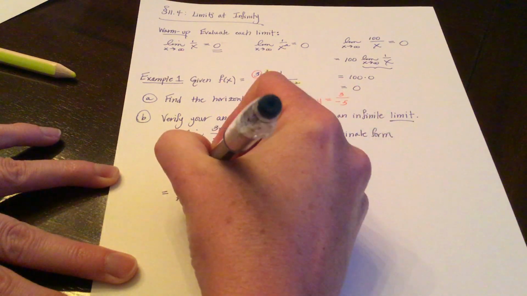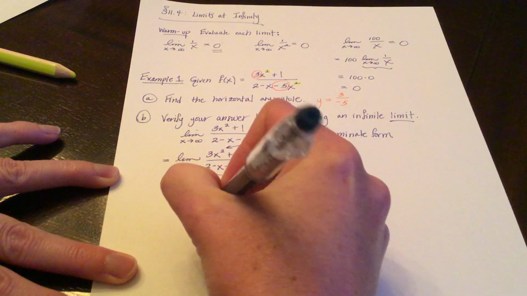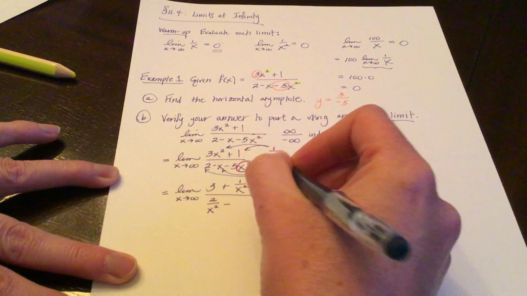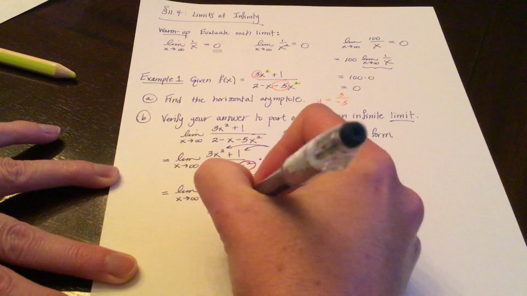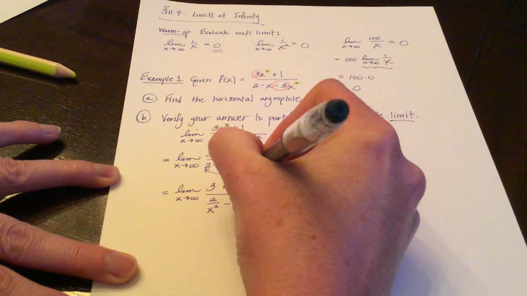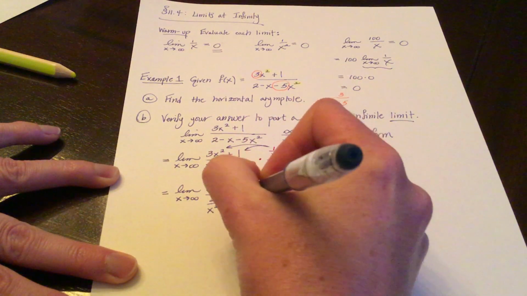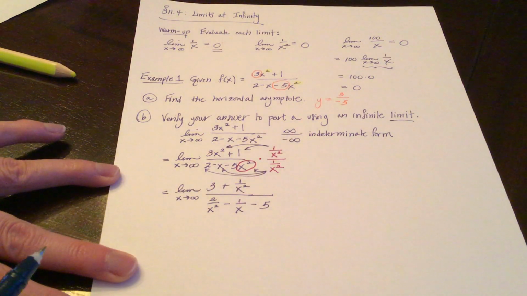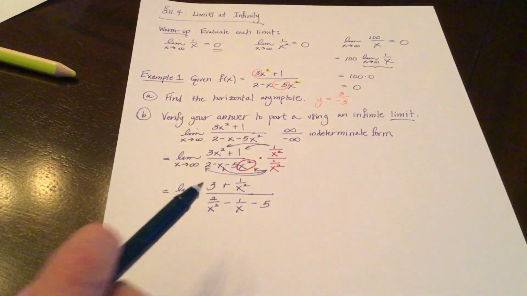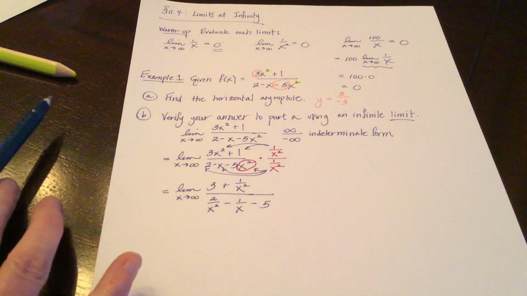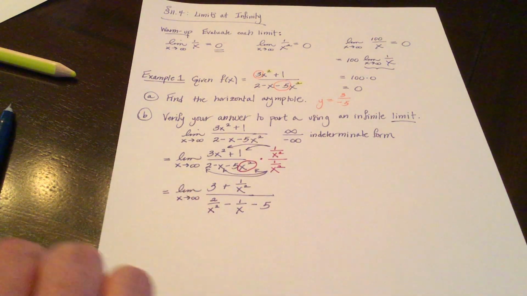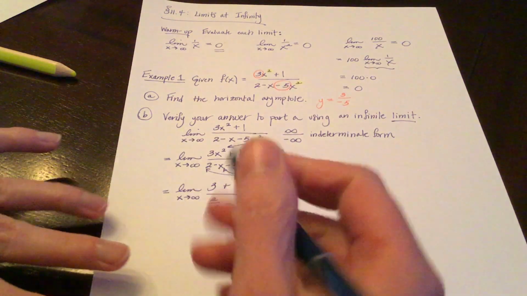On the bottom, 2 over x squared minus, here the x will cancel with one of those x's, so you'd have minus 1 over x. And then minus, and the x squareds would cancel, so you'd have 5. Now notice, by turning this fraction into this unsightly compound fraction, if I let x go to infinity now, I don't have an indeterminate form anymore.